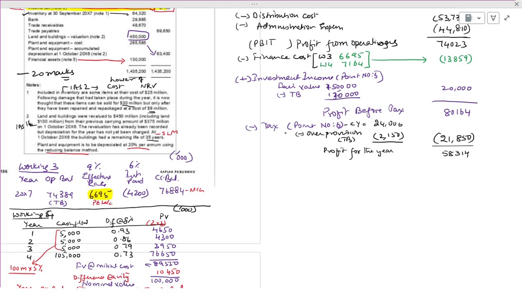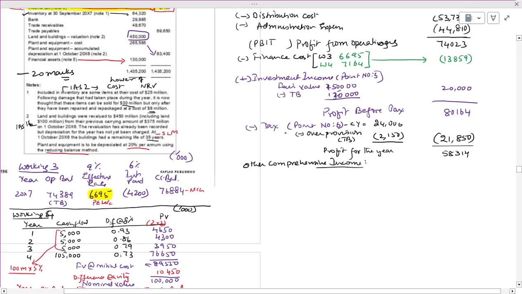It's a summary of nine chapters. Alhamdulillah. Is there other comprehensive income? Is it right? Yes, doctor. Other comprehensive income. Is there anything? There is some gain. Where?